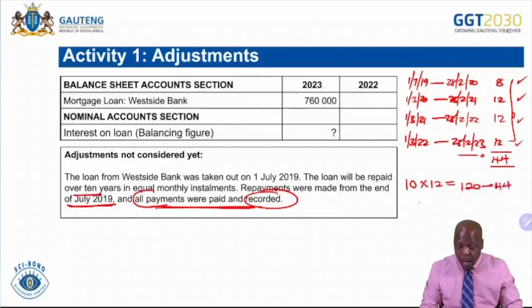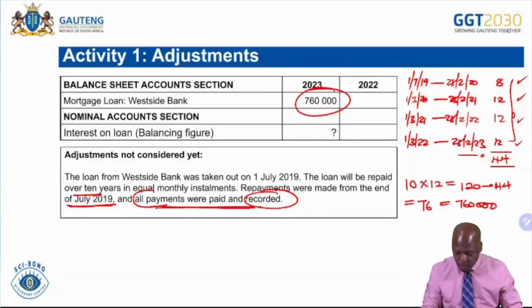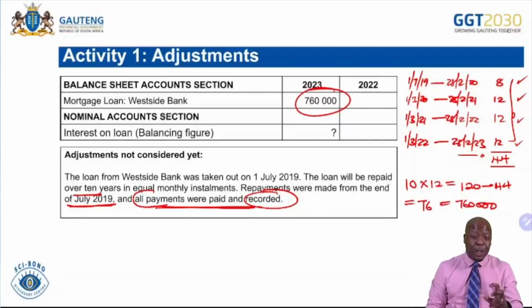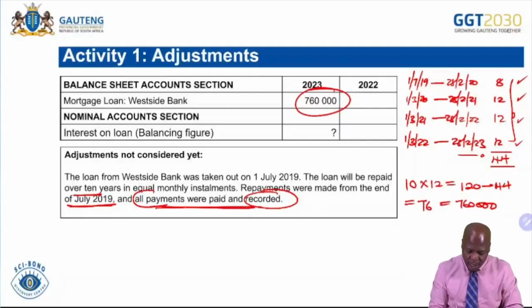That means we have paid for them and recorded them. Therefore, we are only owing for how many months now? 76 months. Those 76 months are equal to what is owing, which is 760,000. Then we want to know how much we're going to pay for the next financial year, because for this year we've already paid everything. So our concern is next year. How do we know? We must think about next year, because it is being paid on monthly installments.